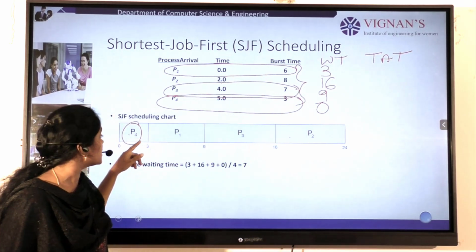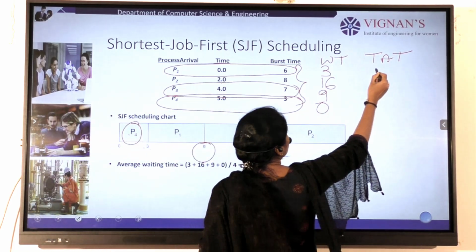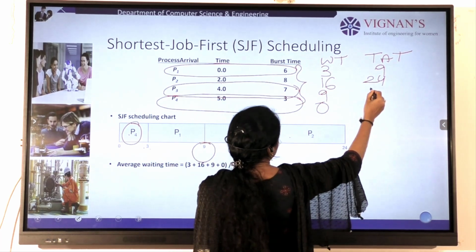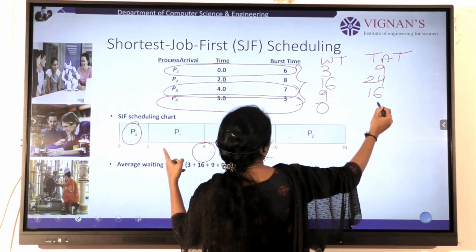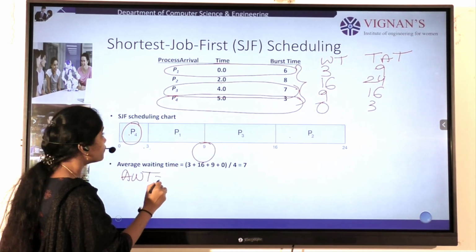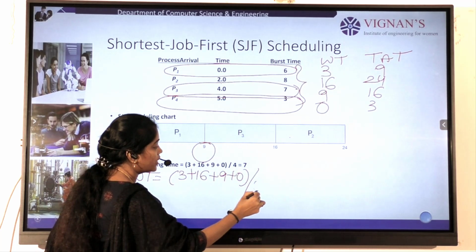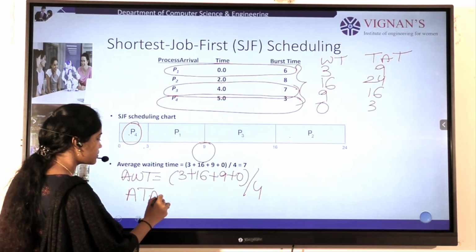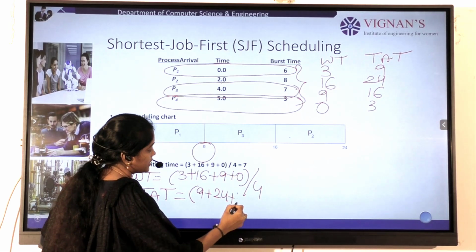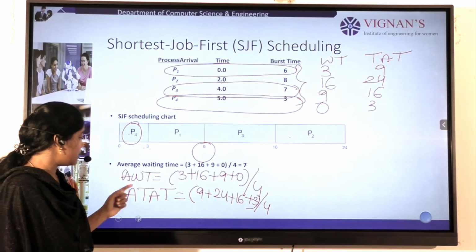Next we have to calculate turnaround times. Turnaround times are nothing but completion times. Process P1 is completed at 9 milliseconds, so the turnaround time for process P1 is 9 milliseconds, for process P2 it is 24 milliseconds, for process P3 it is 16 milliseconds, and for process P4 it is 3 milliseconds. So the average waiting time for the 4 processes is 3 plus 16 plus 9 plus 0 whole divided by 4, and the average turnaround time for all processes is 9 plus 24 plus 16 plus 3 whole divided by 4. So these are the average waiting time and average turnaround time.